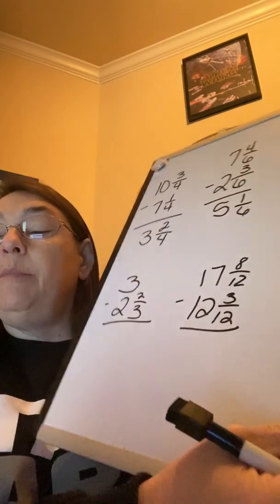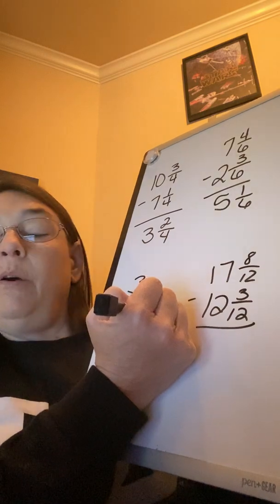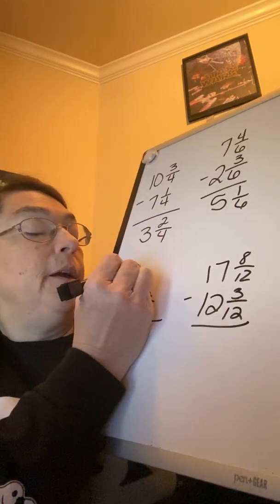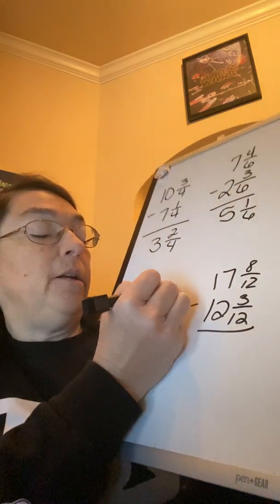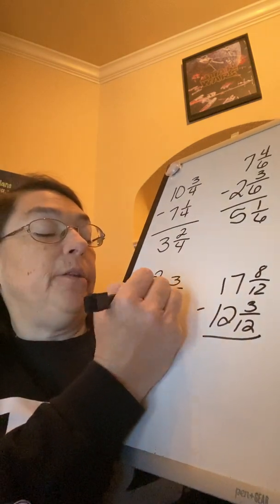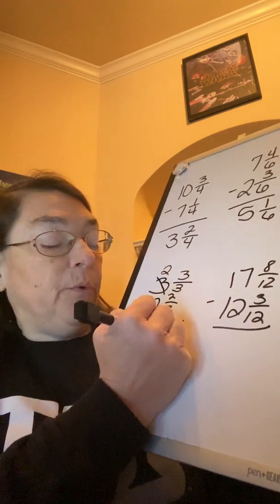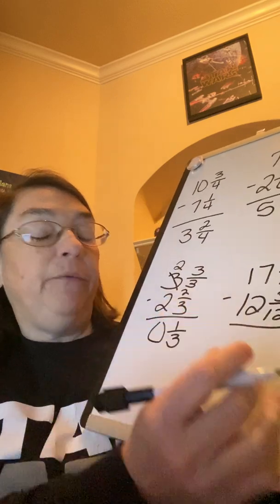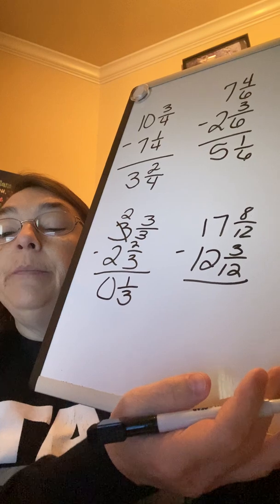I now have them written on my board. Number 3. I can't take 0 away from 2/3. So I have to borrow from the 3. The 3 becomes a 2. I know my denominator is going to be a 3. And my numerator is going to be a 3 because I didn't have a fraction there to begin with. So 3 minus 2 is 1 over 3. And you can put a 0 in front of it if you want. If you didn't want, that was okay. The answer was 1/3.